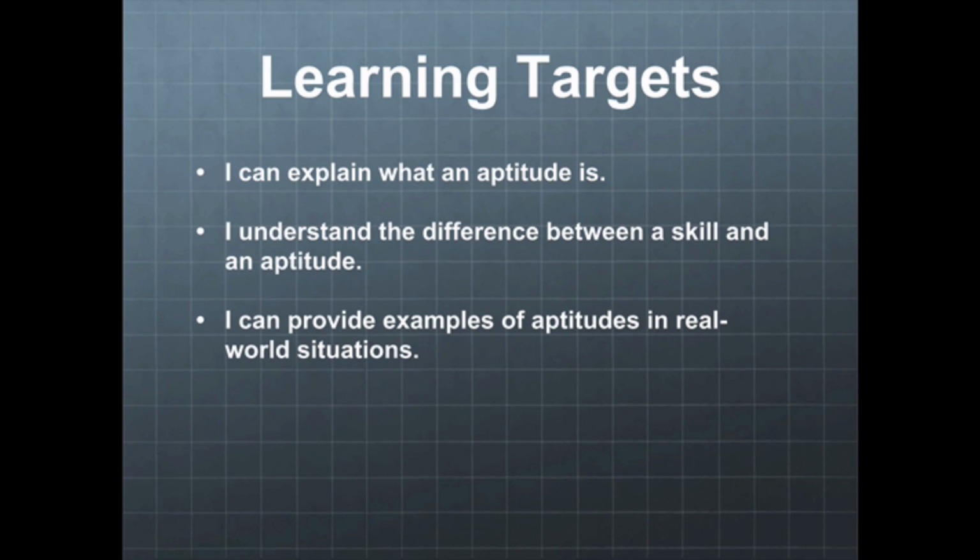Now here are the learning targets. These also can be found on our websites as well, but by the end of this you should be able to explain what an aptitude is, and you should understand the difference between a skill and an aptitude, as well as you should be able to provide examples of aptitudes in real world situations, and that we're really going to test the next time that we have class with an activity.